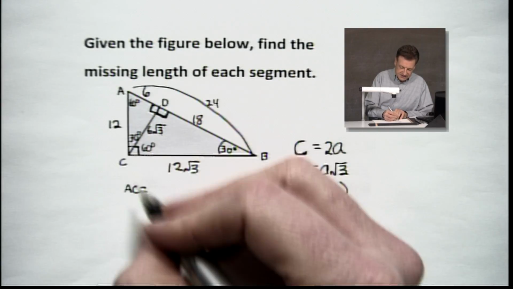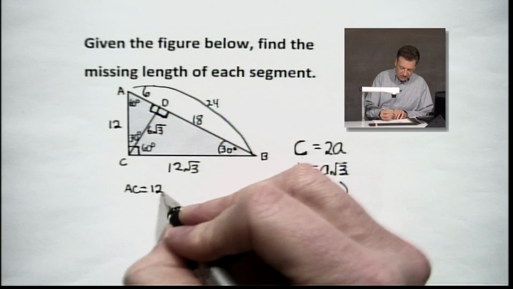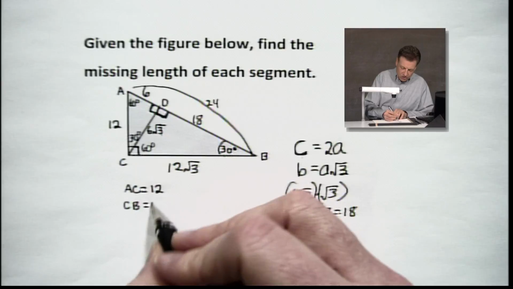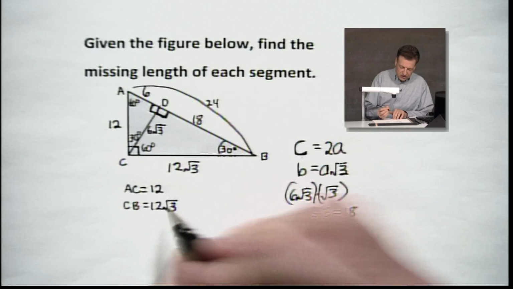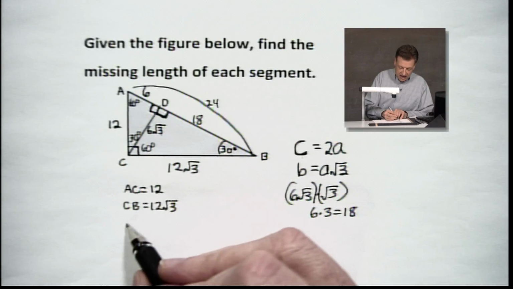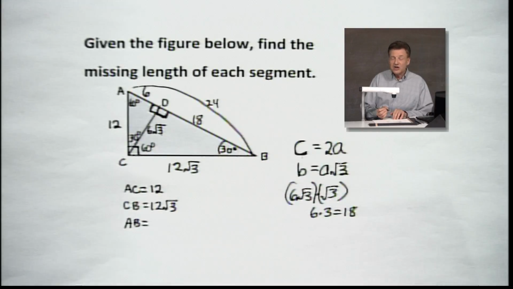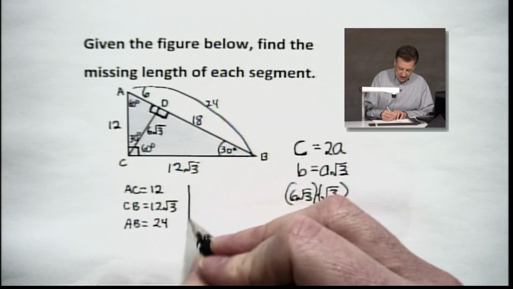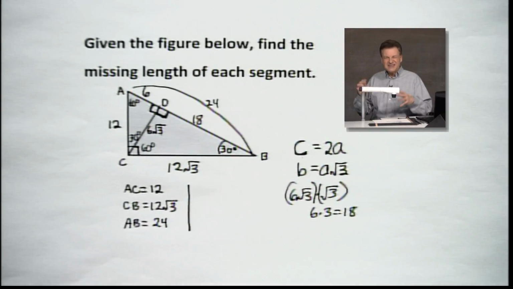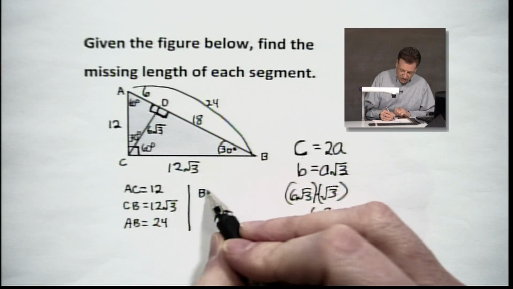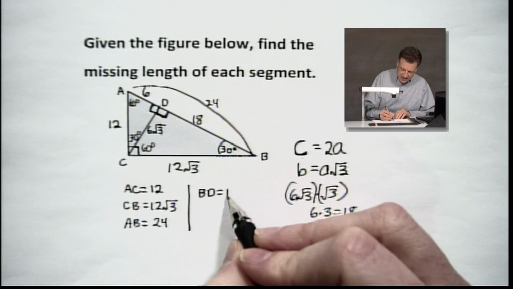We've got AC started off as being equal to 12. We picked up CB, looking at the big triangle right now, of course: 12 times the square root of 3, because think big. And then we can also get AB, which is the hypotenuse of that big 30-60-90 degree triangle, to be 24. Now let's take a look at the little individual pieces that are kind of inside the puzzle. We have DB or BD, however you want to look at it. That came out to be 18.